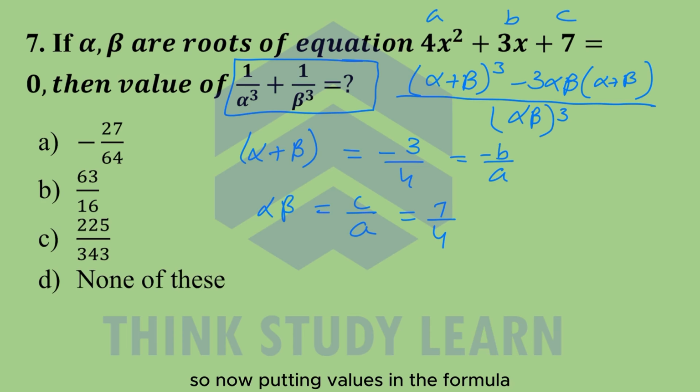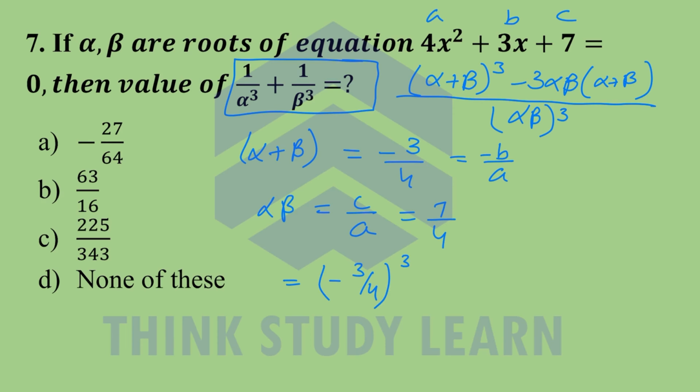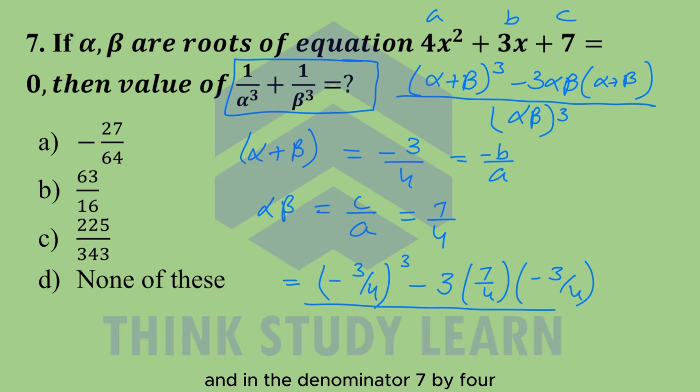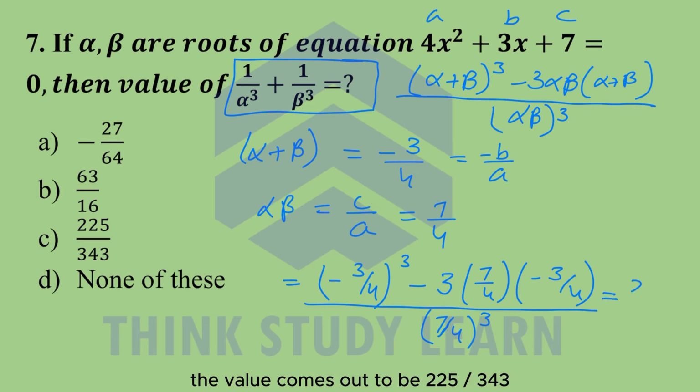So now putting values in the formula, (minus 3 by 4) whole cube minus 3 into 7 by 4 into minus 3 by 4, and in the denominator (7 by 4) whole cube. When we simplify this expression, the value comes out to be 225 divided by 343. So C option is the right answer.